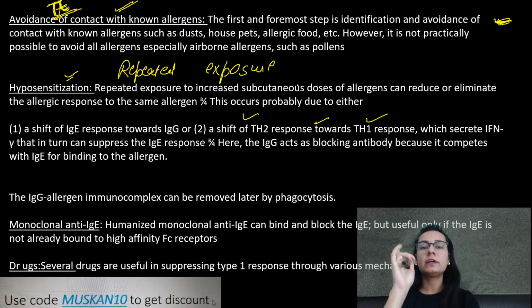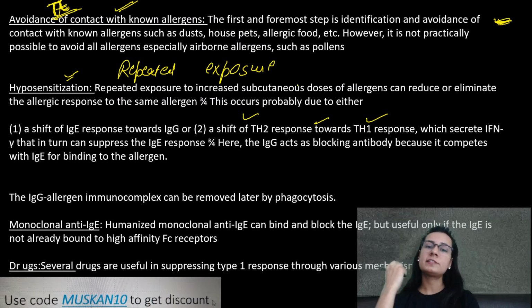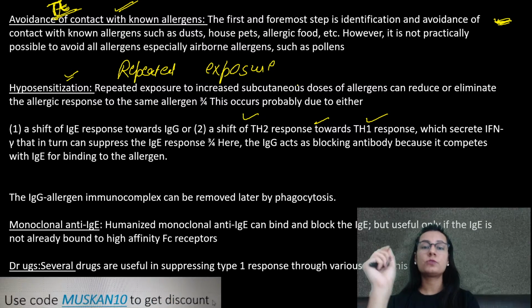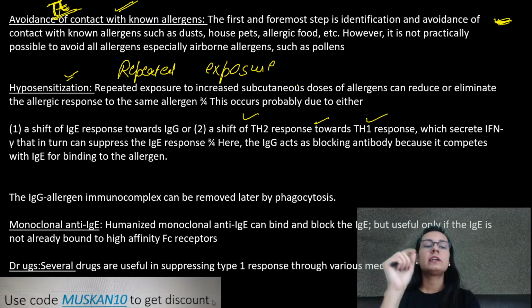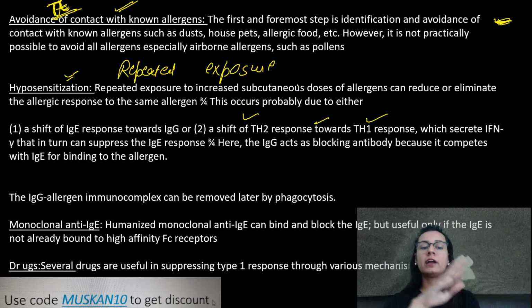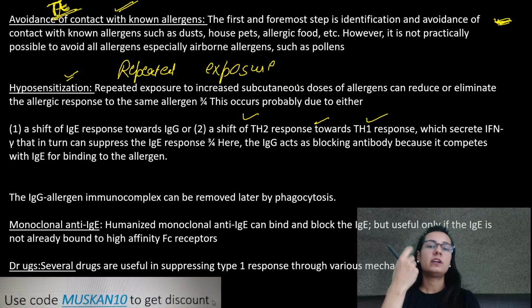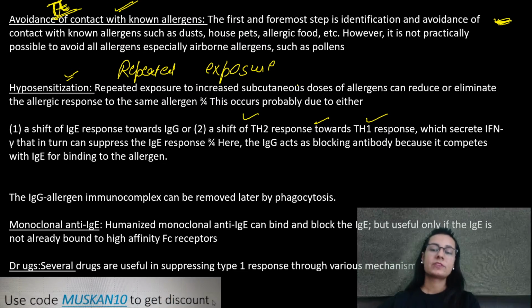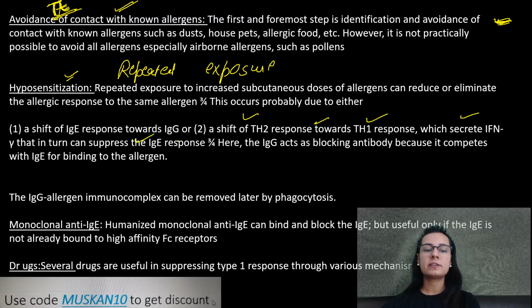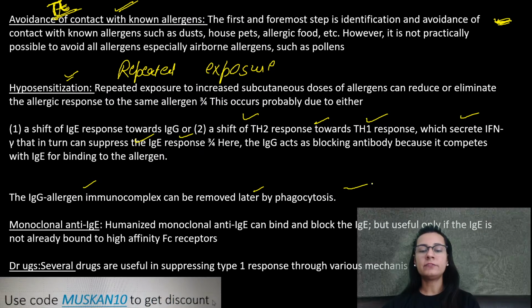Okay, so the first thing to do is avoid the allergen to which the person is sensitized. If it cannot be avoided, then do more sensitization, that means keep giving repeated exposure. This will cause a shift of immunity, that IgG, the long-term immunity, will increase. IgE was responsible for type 1, and this will shift towards the production of IgG. Okay, so type 1 reaction will not occur. Second, TH2 was mainly responsible for activating the B cells, so TH2 will shift towards the formation of TH1 cells, and TH1 cell is inhibitory to type 1 reactions, which secretes IFN, which can suppress the IgE response. Now, the IgG allergen immune complex can be removed later by phagocytosis.